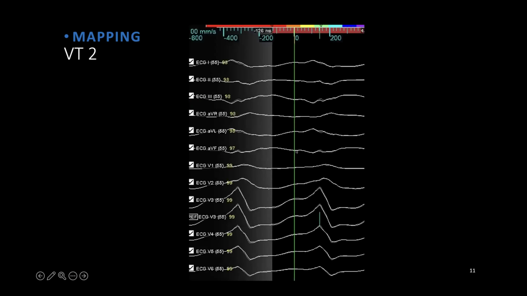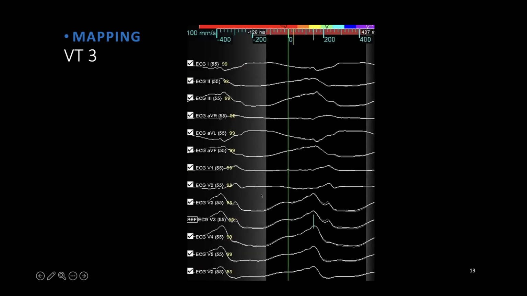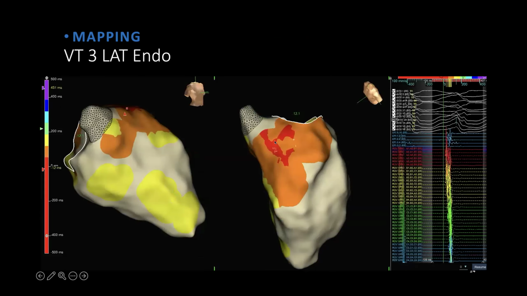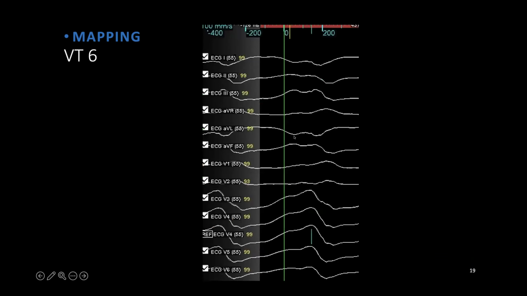As you can see, we were mapping VT1, VT2, trying to get the earliest activation, again endocardially. This is an activation mapping. We set what we want to record and compare it to our reference. Basically, we were trying to assign time to different areas of the heart, to see which areas are activated first or later compared to our reference point. All of these VTs show similar characteristics. Some of them we were able to map with more cycle length, others with less. But in the end, VT4, VT5, VT6.